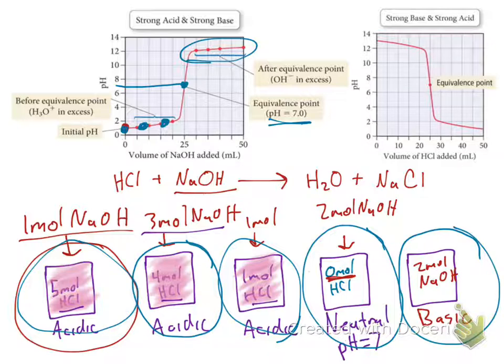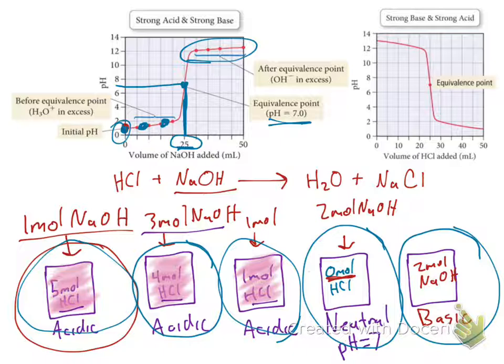Now, this particular graph, let's go ahead and take a look at this graph here. This particular graph says that we added 25 milliliters of sodium hydroxide. And so we can use that information to then figure out what was the original concentration.